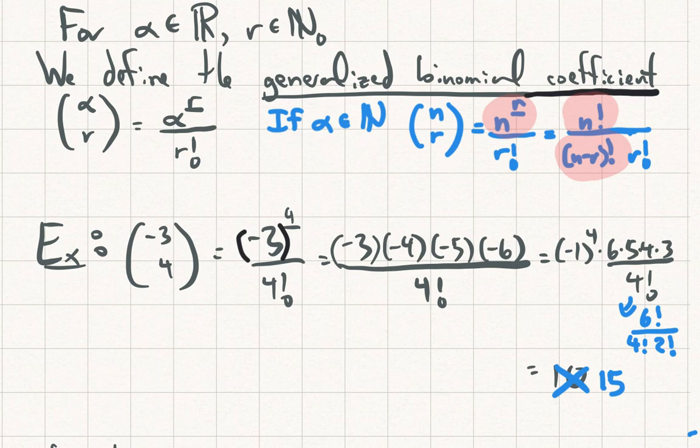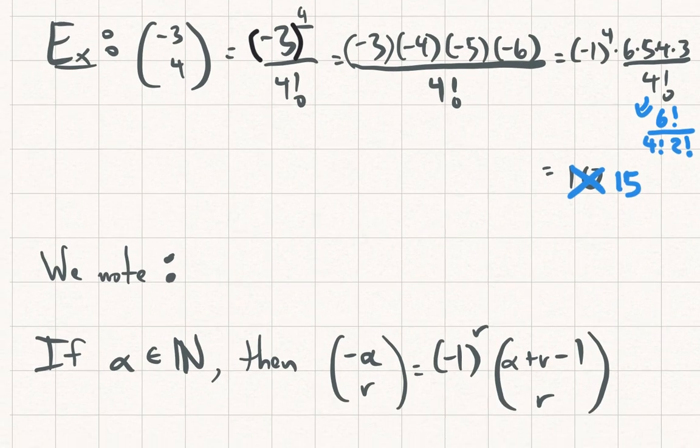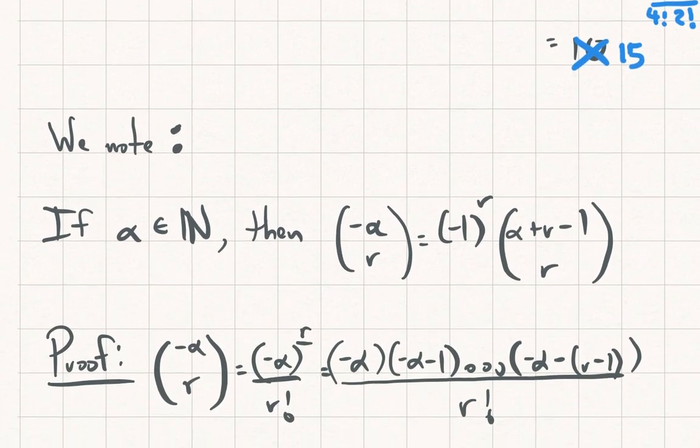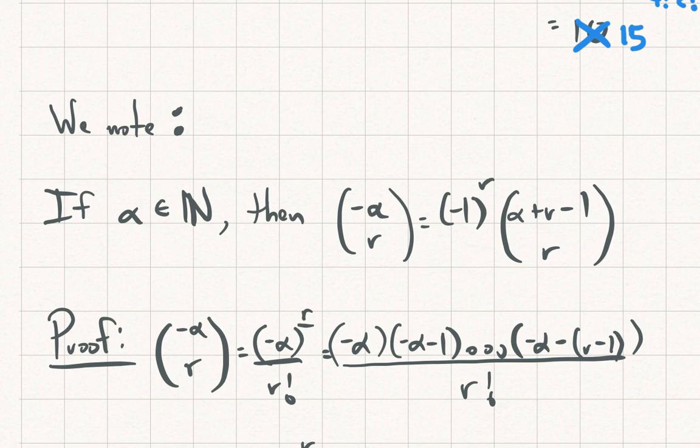Now, just like that little note I did above, we can show that if we ever put a negative whole number into the generalized binomial coefficient, then we can express it like this. We have negative 1 to the power of R times the positive version of the largest negative number in our following factorial, choose R. So let's see how this works.